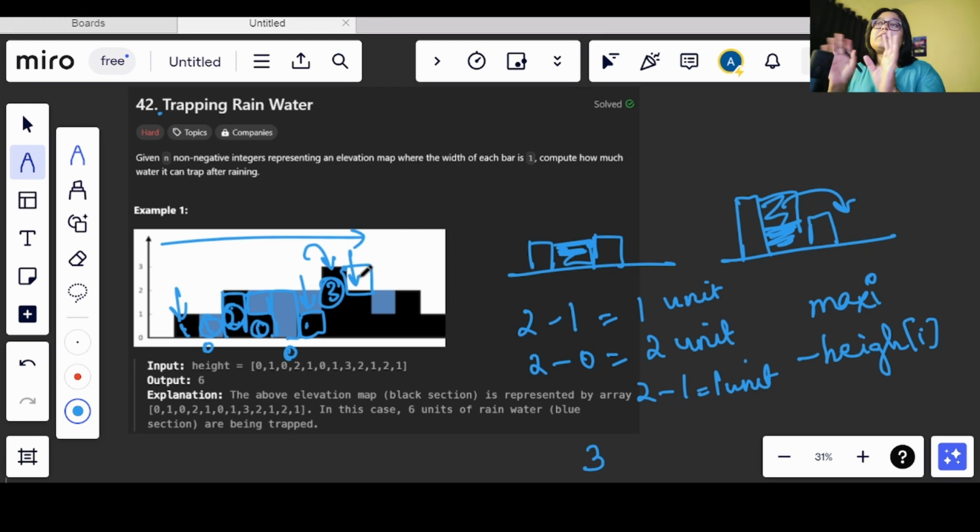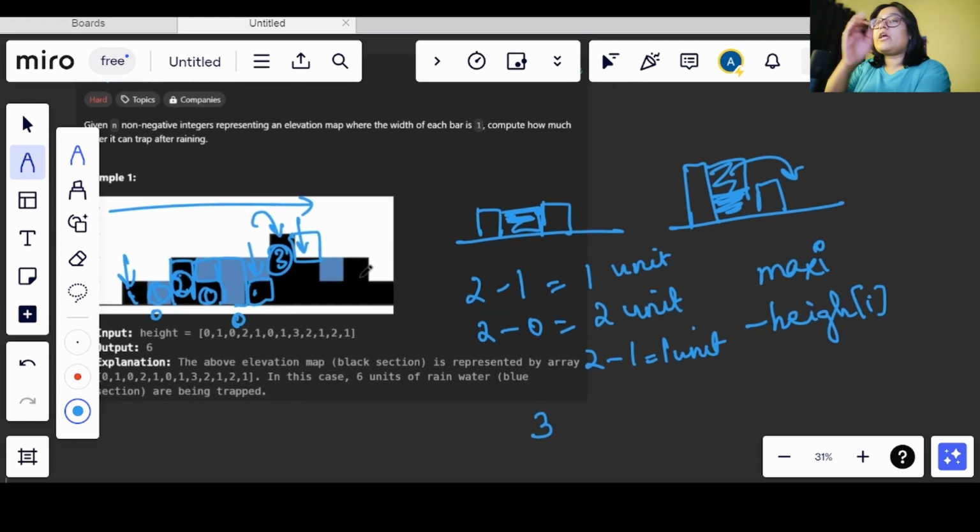So let's take into consideration that we have 1 unit of water there, because right now we are moving from left to right, so we don't know if on the right side we have a wall or not, right? So we are taking 3 minus 2, 1, so we are getting 1 unit of water. Now we are on this position, we will be moving forward. Again we have 1, right? Now with this 3, we will do 3 minus 1, and we will get 2 units of water.